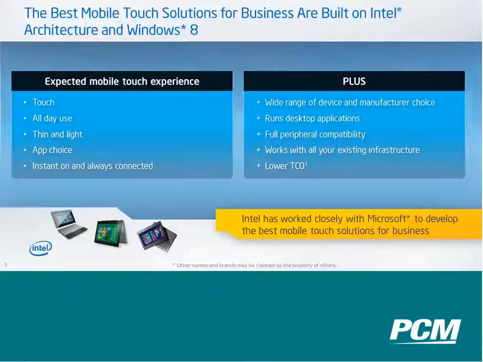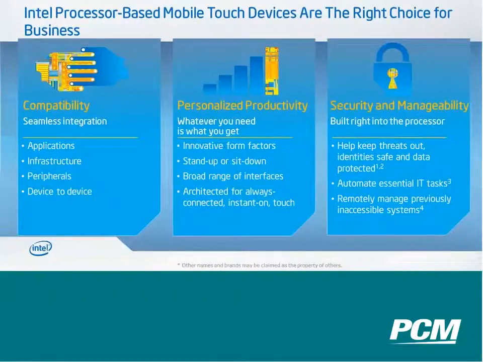So we've worked a lot with Microsoft. Intel has worked around Windows 8 and Office 2013. A lot of the applications they bring out, we optimize on Intel technology, not only in the application, but also in how it's displayed and everything else, which we'll get into today. Hopefully this gives you a high-level view of how Intel and Microsoft have been working together. If I break it down to 3 big pillars that I'm going to go through today, they are compatibility, personalized productivity, and security and manageability.